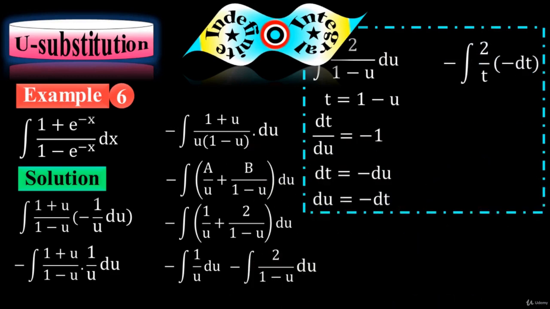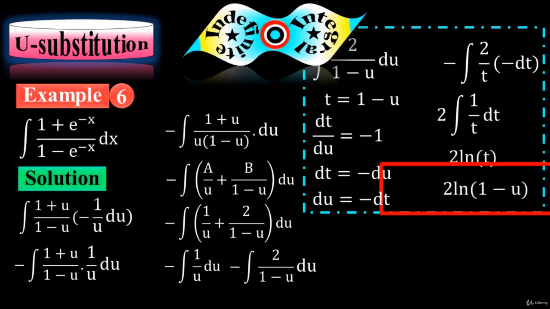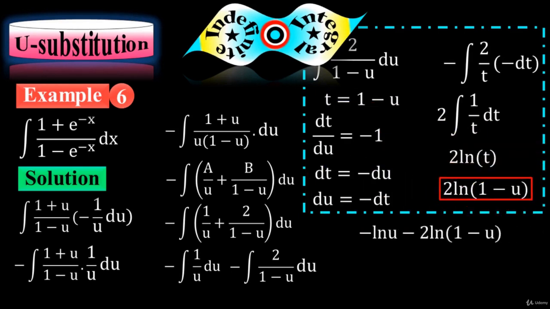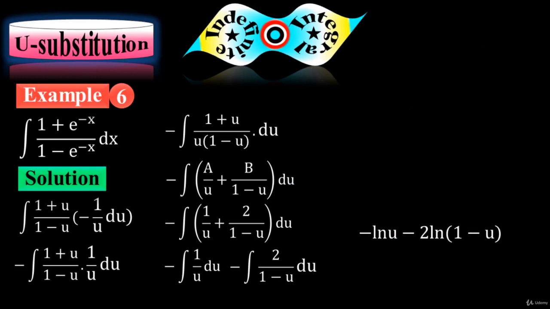Pull out 2 here at outside. Minus into minus will be plus. So we can write 2 times integral of 1 over t dt. Take its integration. We have now 2 natural log t. Substitute back the value of t, which was 1 minus u. And here is the final answer for the right term. We just calculated this for integral of 2 over 1 minus u du plus arbitrary constant. So here is the final answer for the given function.